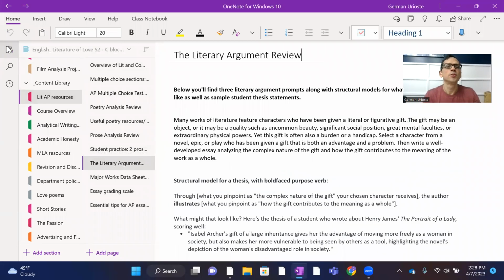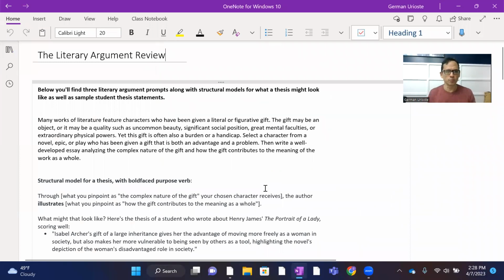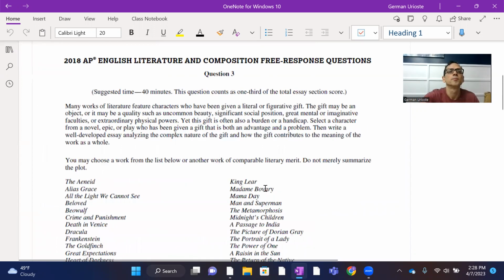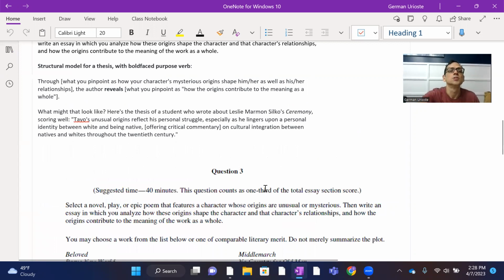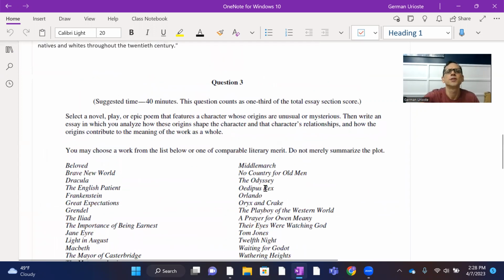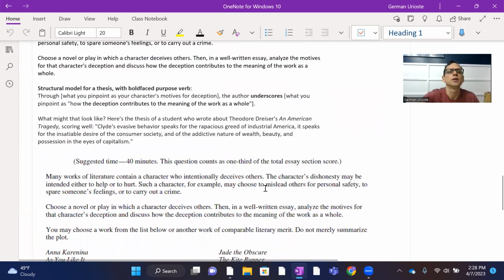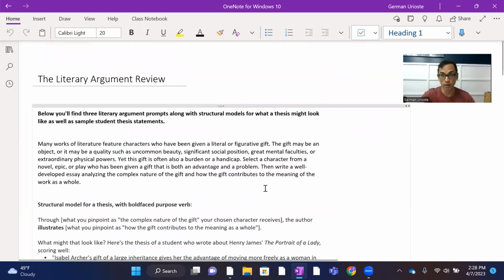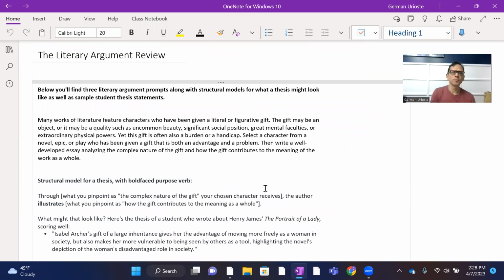Now, this is similar to what I've done before. I've given you 3 examples of the prompts from this section. The literary argument, here's one from 2018. The question. Here is another one, I don't have the date on that one, but there it is. And here is a third one. You're going to see how all of these prompts are very, very similar.